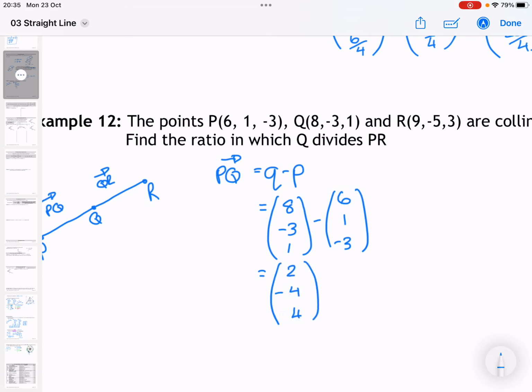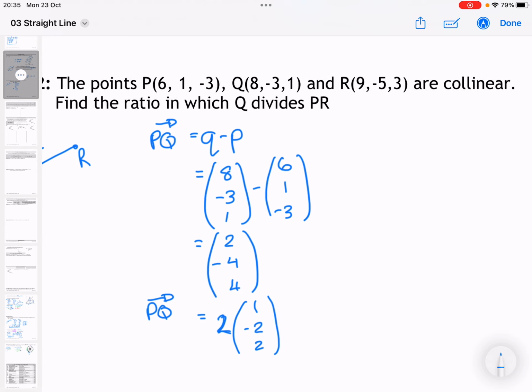Now, what do we notice about 2 minus 4, 4? They're all in the 2 times table. So I'm taking 2 out, which gives me 1 minus 2, 2. When we're doing components like this, we're always looking to find, do we have a common factor?